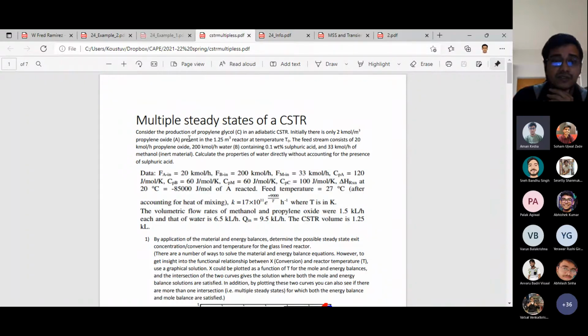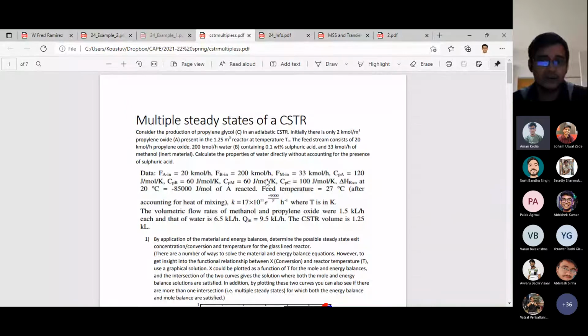So this is typically the production of propylene glycol. This is a very useful chemical intermediate, produced adiabatically in a CSTR. It is obtained by reacting propylene oxide and water. This is a liquid phase reaction, which is exothermic and carried out in a CSTR.